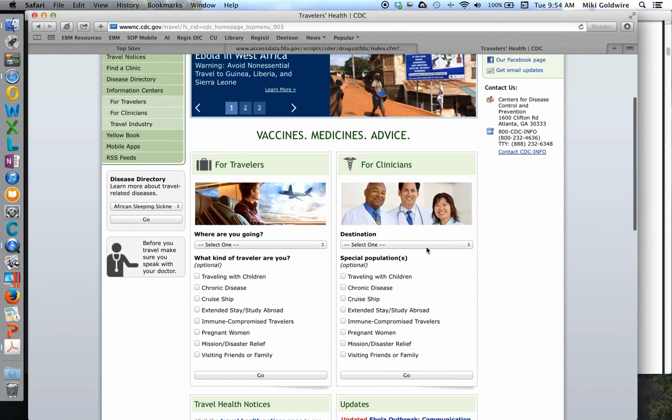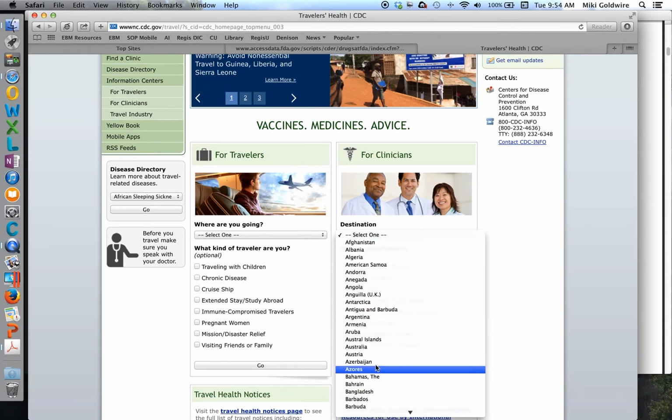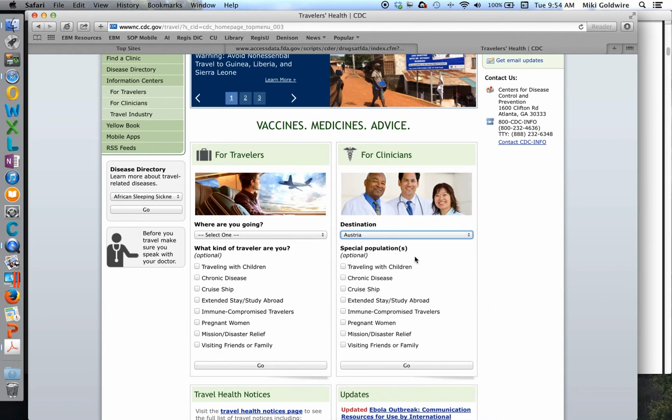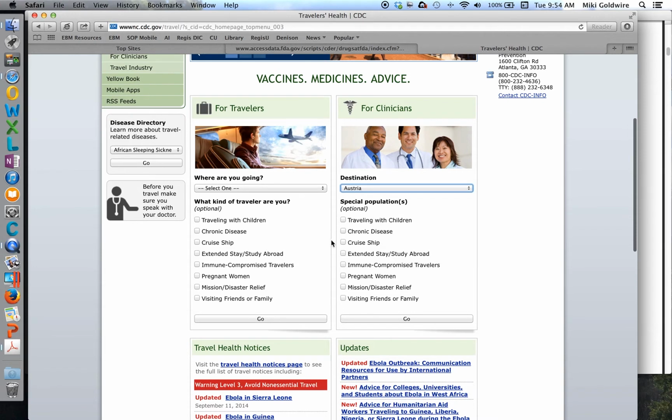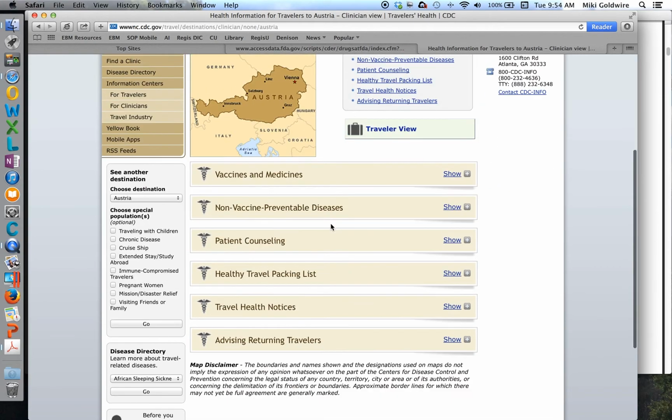So for travelers and clinicians, you can see here, all you do is select on one of these drop-down buttons the country, and then it will bring you to, like if I chose Austria, and then I'm just going to not choose any of these. They're optional. And then if I hit go, it will bring me to a page and it will tell me the vaccinations I need to travel to that area.